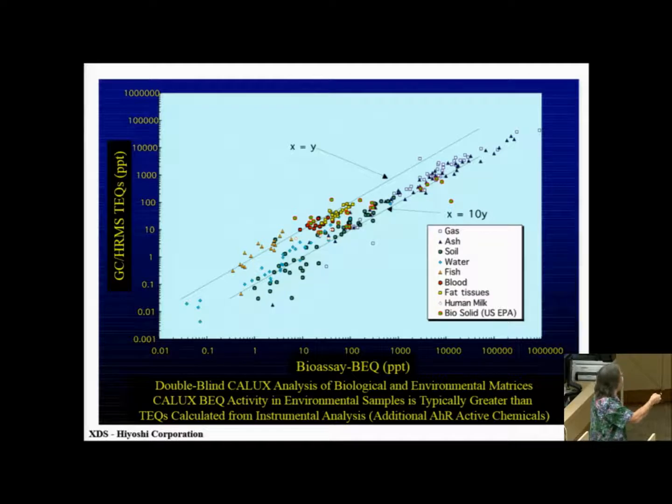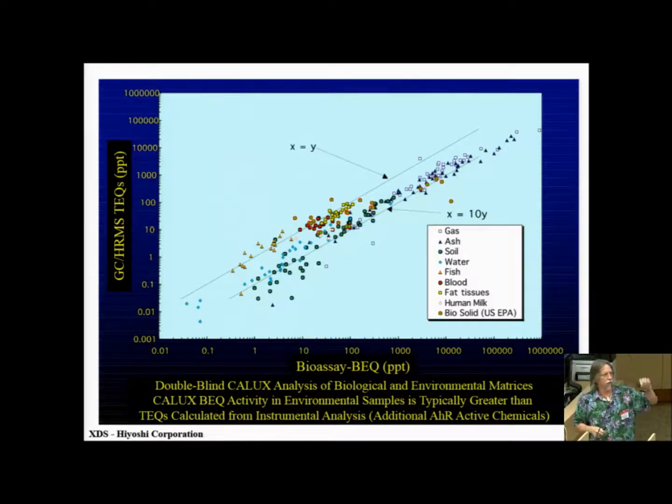What we find with environmental samples, and we've done a number of water samples that are down here, is that the cell bioassay tends to pick up more activity than instrumental says that's there. So people for a long time argued that it's not a very good assay.